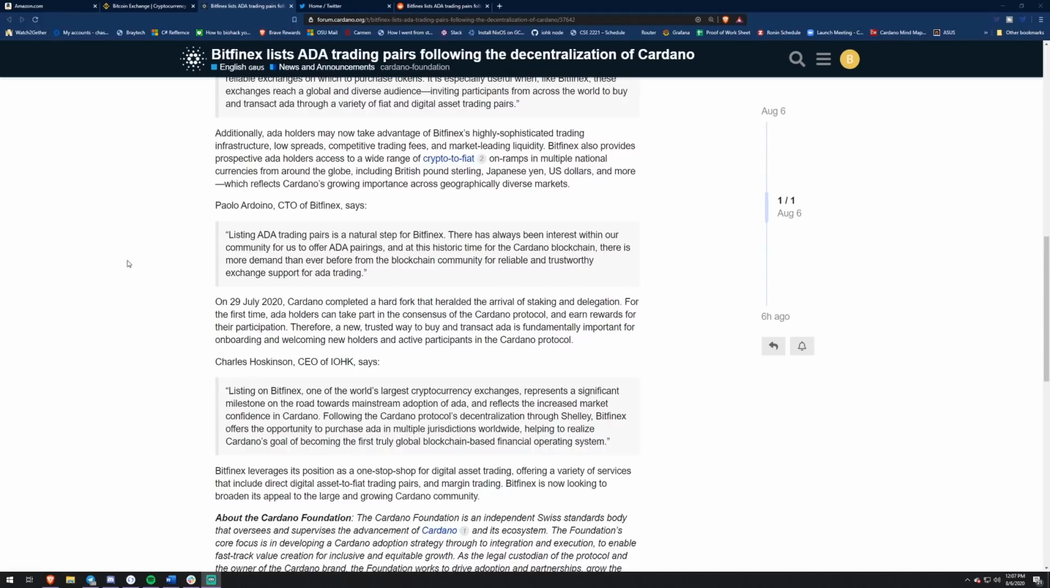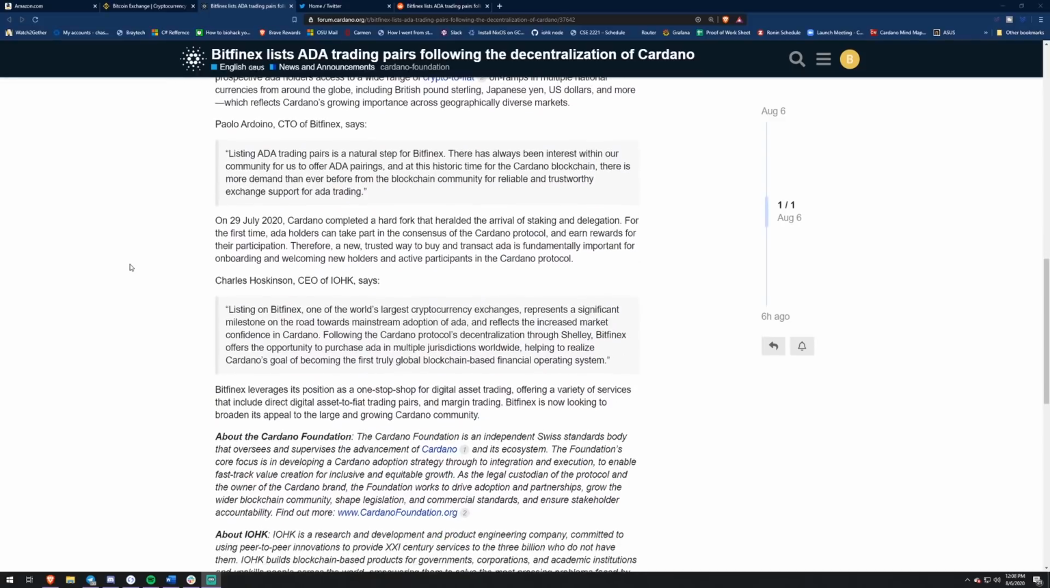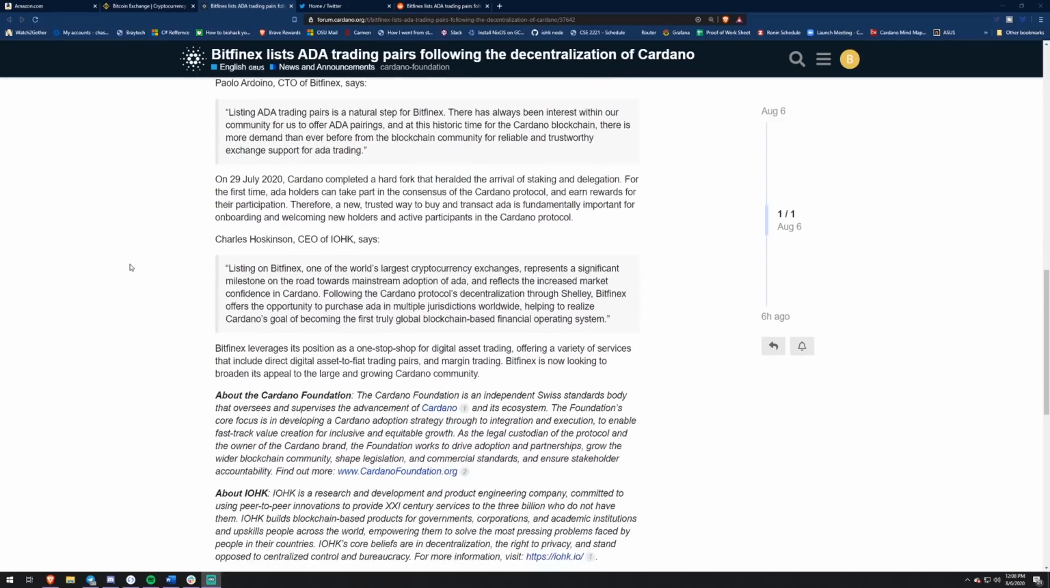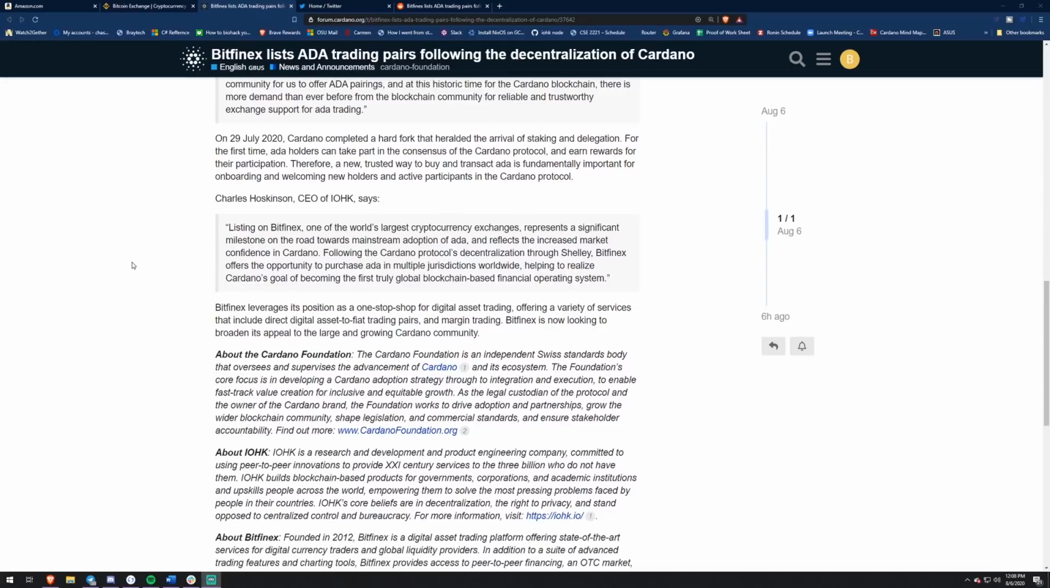"There has always been interest within our community for us to offer ADA pairings, and at this historic time for the Cardano blockchain, there is more demand than ever before from the blockchain community for reliable and trustworthy exchange support for ADA trading." Charles Hoskinson, the CEO of IOHK, says, "Listing on Bitfinex, one of the world's largest cryptocurrency exchanges, represents a significant milestone on the road towards mainstream adoption of ADA and reflects the increased market confidence in Cardano.